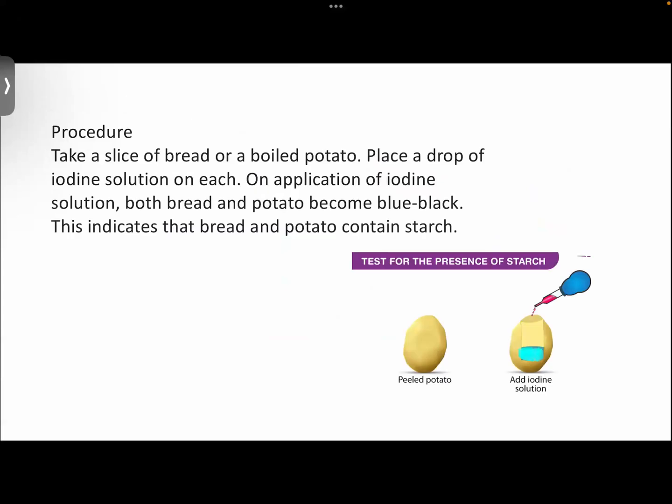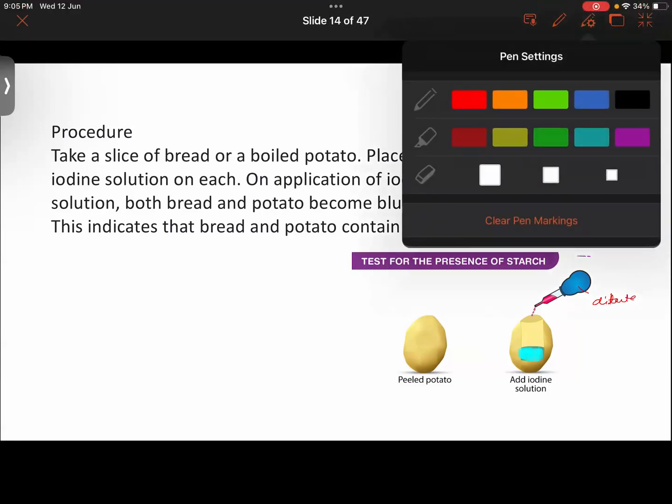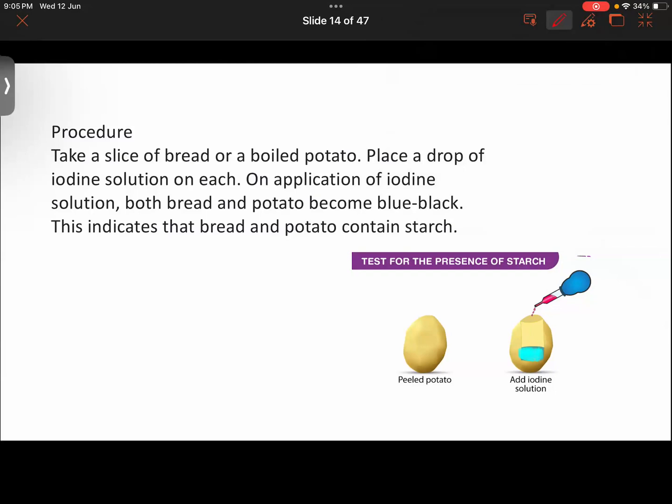So we can test whether starch is present in a particular food item or not by pouring 2 to 3 drops of dilute iodine solution over it. When I say dilute iodine solution, that means that some water is dissolved in it. Dilute means that it is weak and water is dissolved in it. So you take 2 to 3 drops of this dilute iodine solution and drop it on the food for which you are doing the starch test.